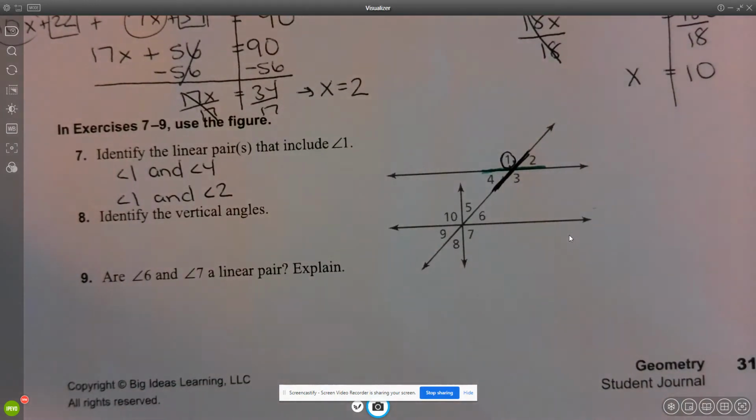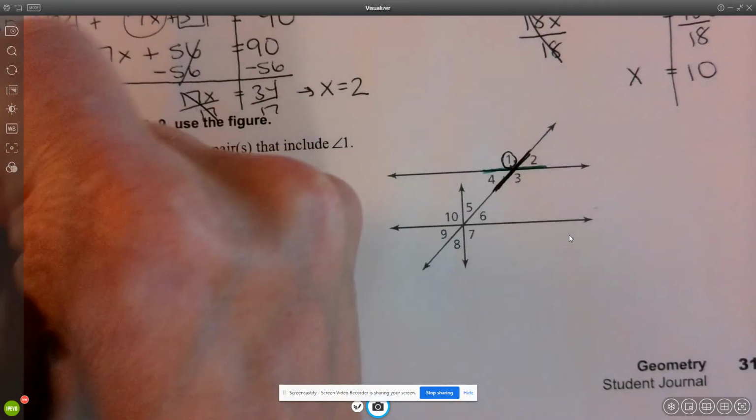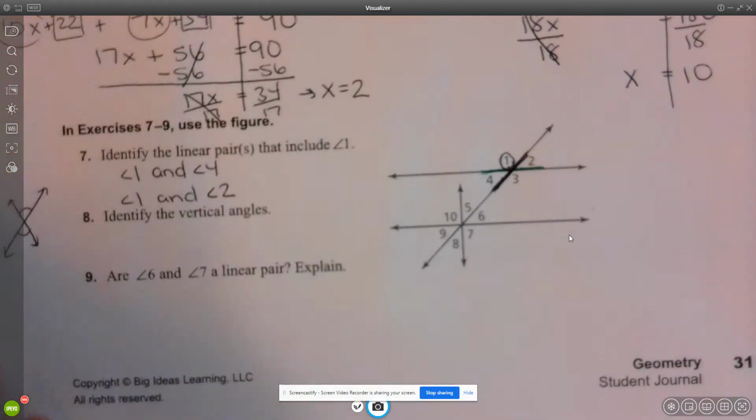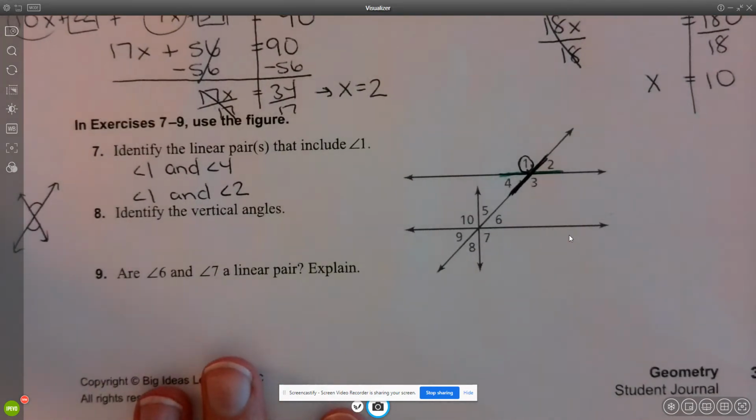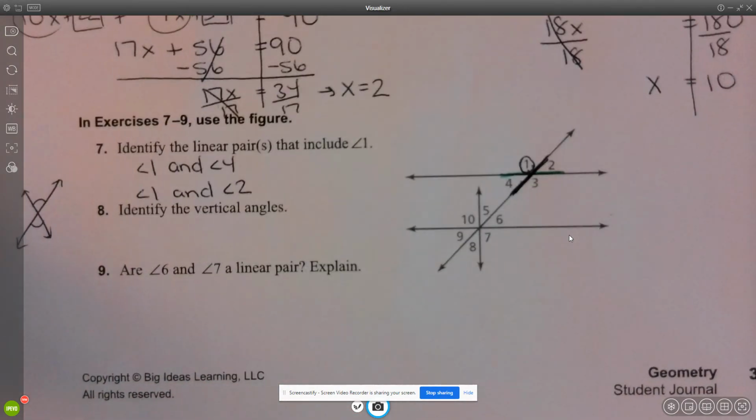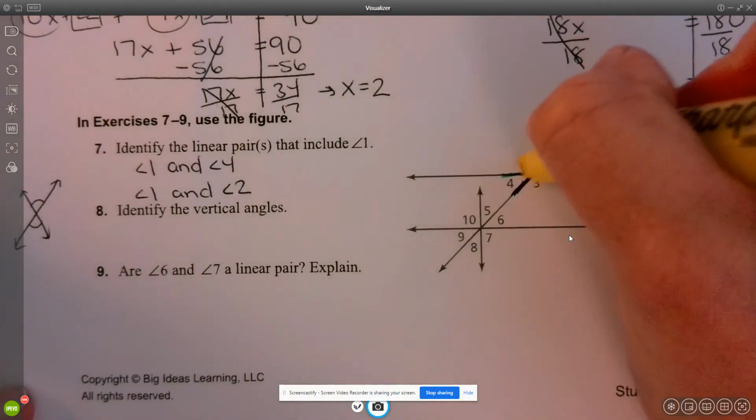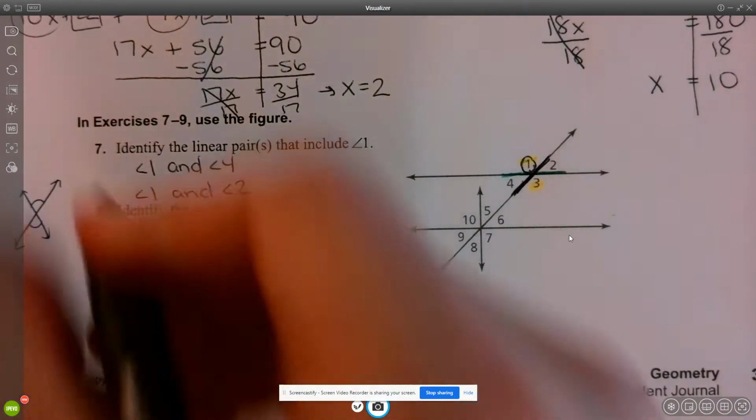Now in number 8, they want us to identify the vertical angles. There's a lot of vertical angles in this picture. Remember, vertical angles are simply angles that are opposite each other when you have two intersecting lines. So looking in the picture, angle 1 and angle 3 are vertical angles. They're opposite each other.